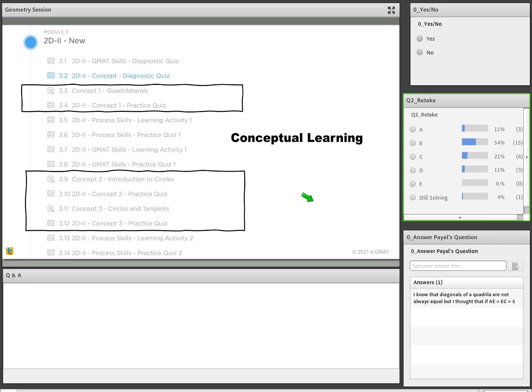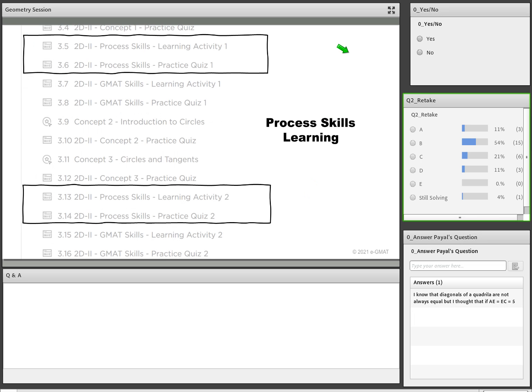pertaining to circles. Okay, now after you build your conceptual understanding, after every section of conceptual understanding, what you have is building your process skills. You build your process skills with these process skill learning activities, and then apply those learnings on practice quizzes. So you learn and then you cement that understanding through the practice quizzes. You get that feedback whether you have learned appropriately or not.